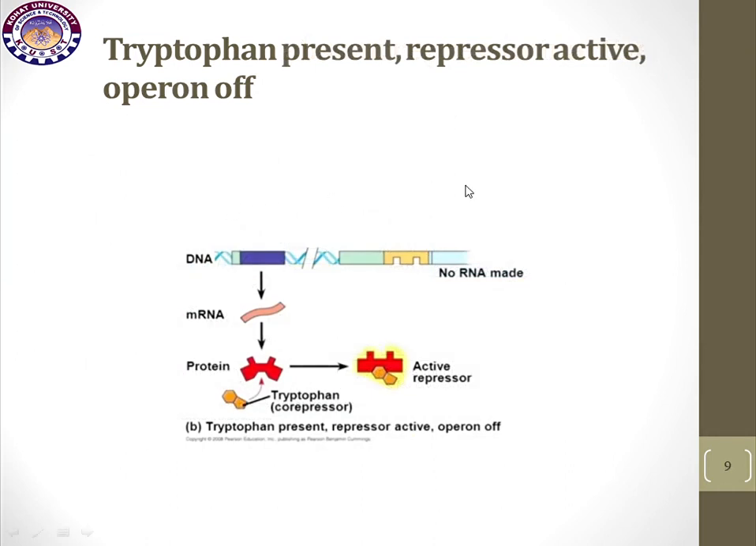If tryptophan is present, the repressor protein is active and the operon is off. This is the entire stretch of DNA, and this is the mRNA and the protein. This is the co-repressor. The co-repressor binds to the protein, making it an active repressor, and it binds to the operator region. So no RNA can be made.